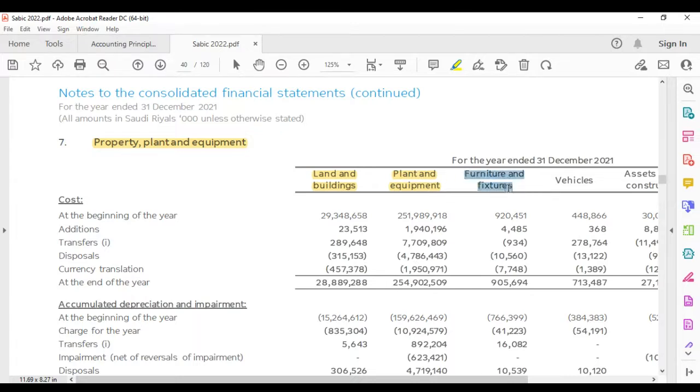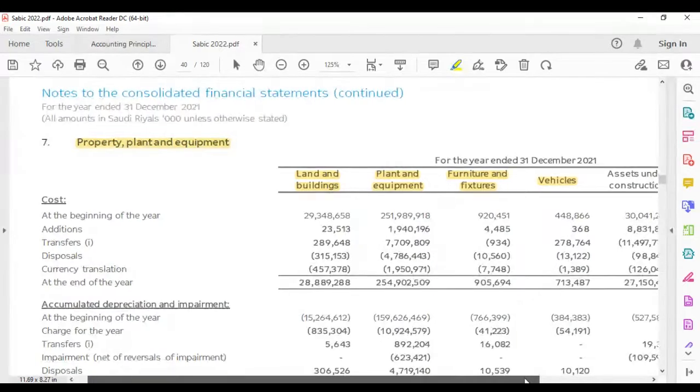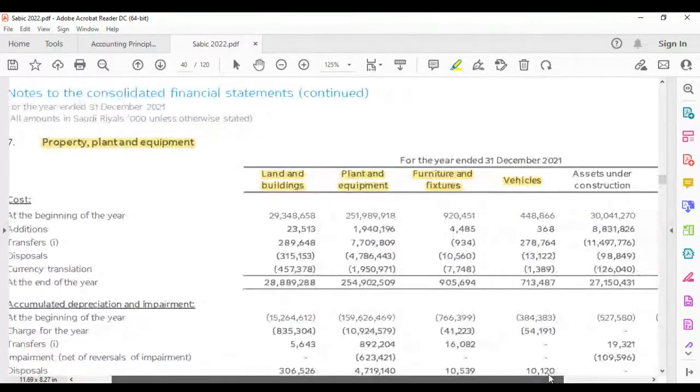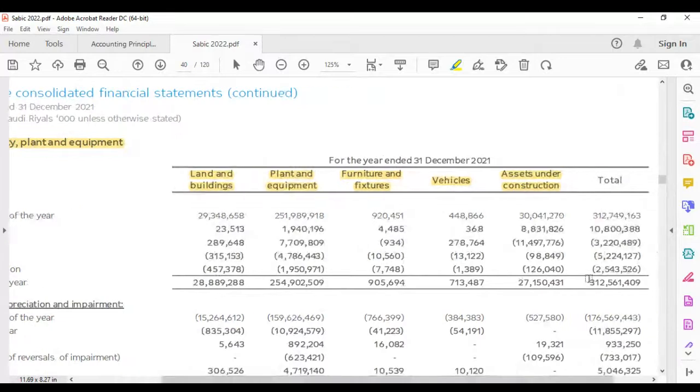Furniture, tables, chairs, some fixtures. They have vehicles. These are all what we call property, plant, and equipment, or in accounting we say non-current asset or fixed asset. It's just a different name. And some assets under construction, and then the total value is this one here for all of them. I'm not discussing the detail, but this is what we have.